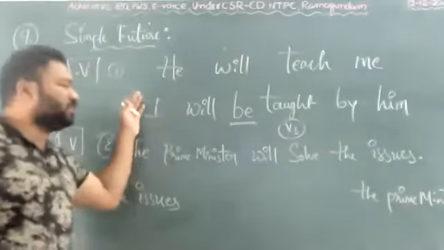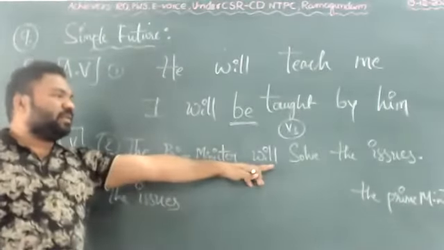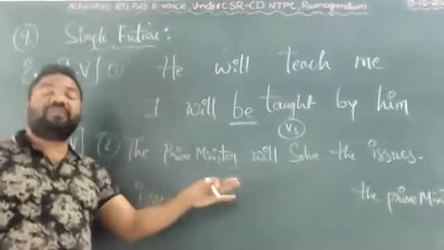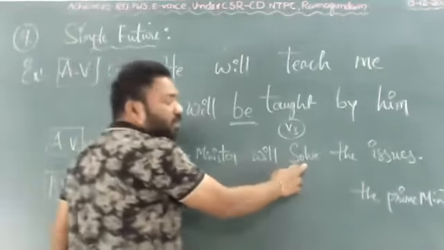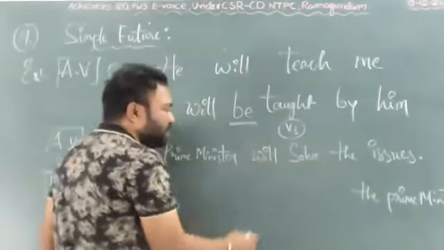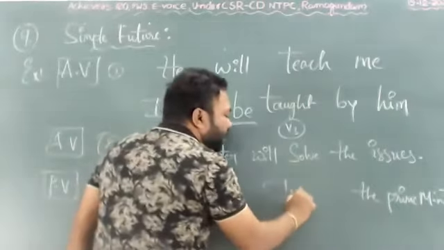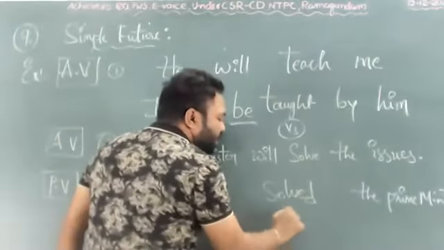In the simple future, what is different from other tenses? Just adding be, as I told you just now. So solve, which is V1, and obviously when it comes to the passive form, it becomes V3, solved.